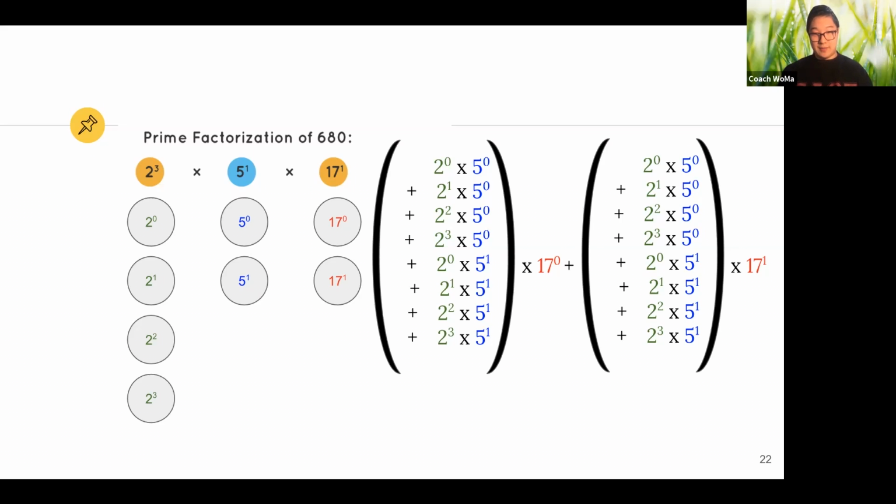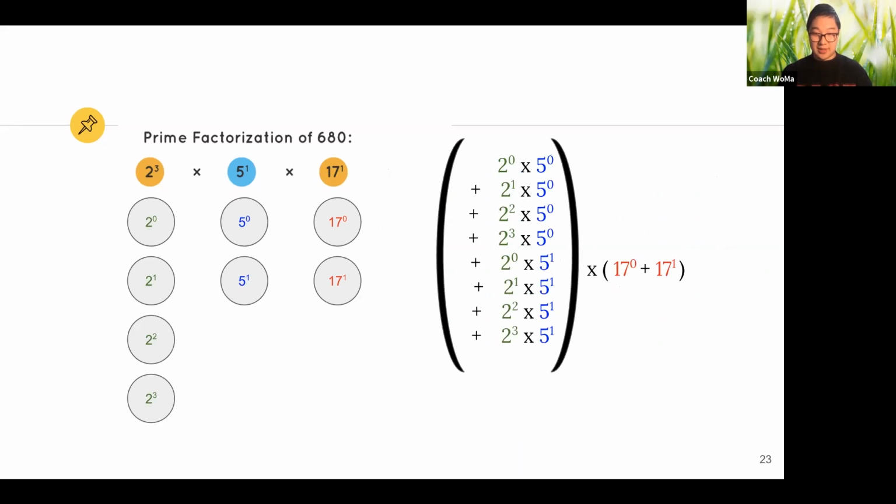So you can use the distributive property, right, to do that. And then you can see that the two sums are the same when you factor by 17 to the 0 and 17 to the 1. So then you can combine that together again. That's like, I guess, reverse distributive property. And you'll get this.